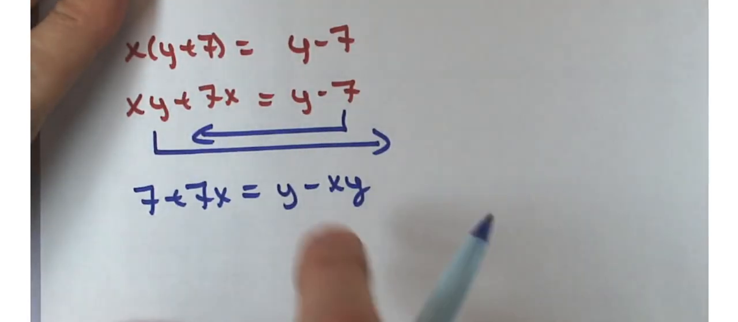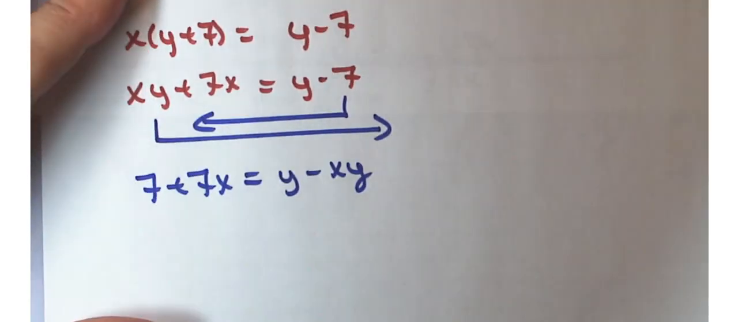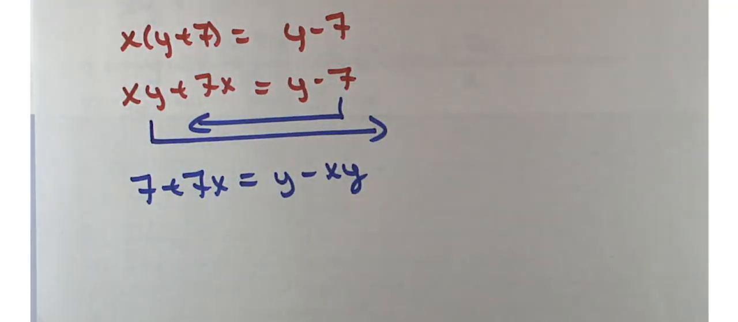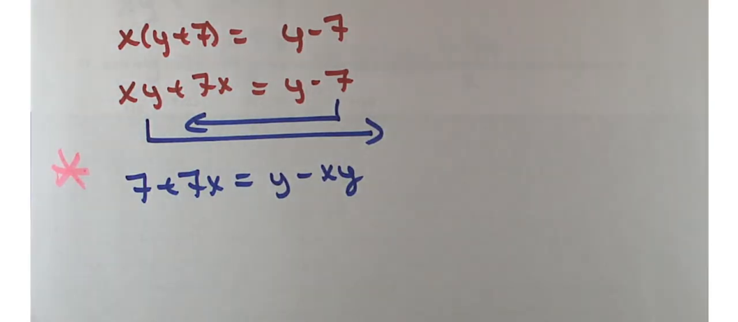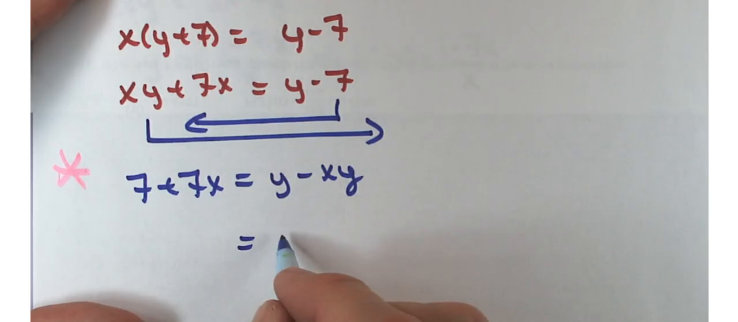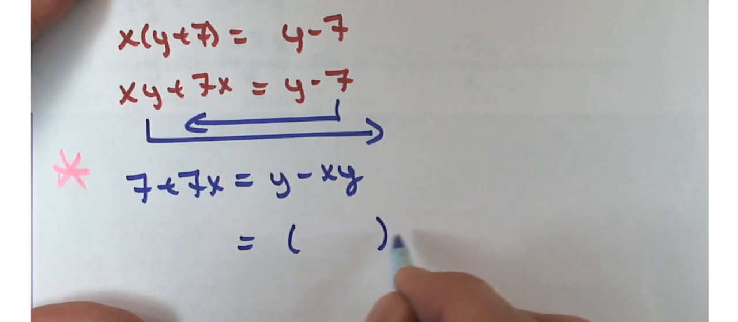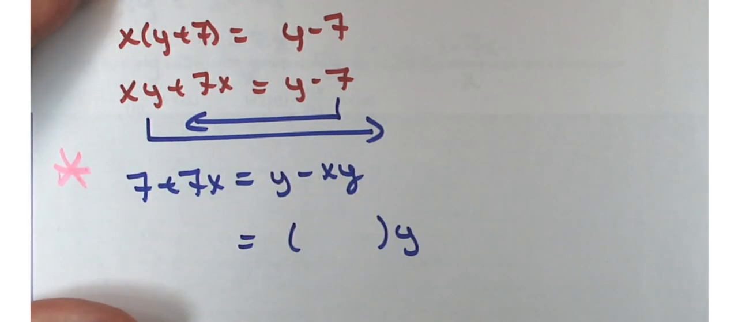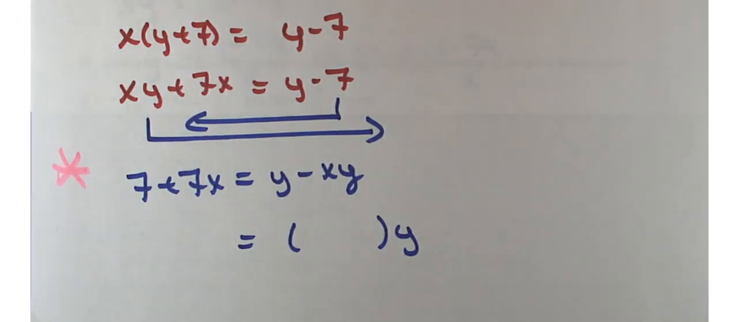I still don't have y by itself. So do yourself a little favor. Put a little star by this step in your notes, because this is the second of the tricks here. When you're reviewing your notes, getting ready for an exam, you don't want to forget that trick. To get the y by itself, what I can do on the right-hand side is factor out the y. Y is common to both of those terms. I'm just going to pull it out.